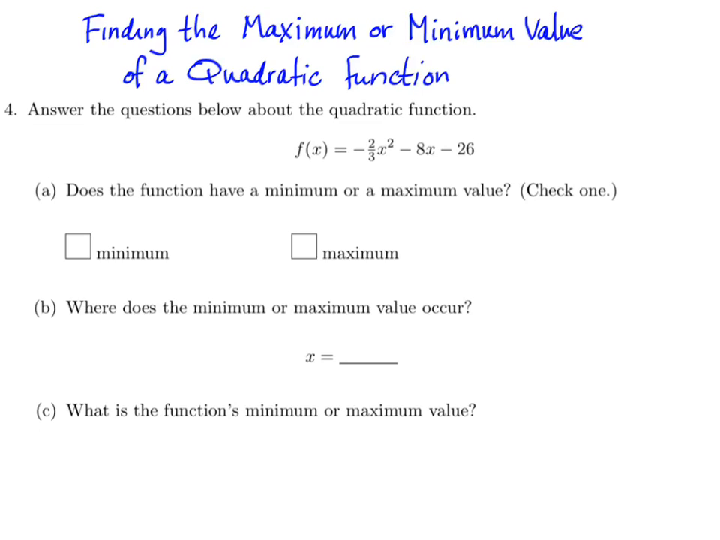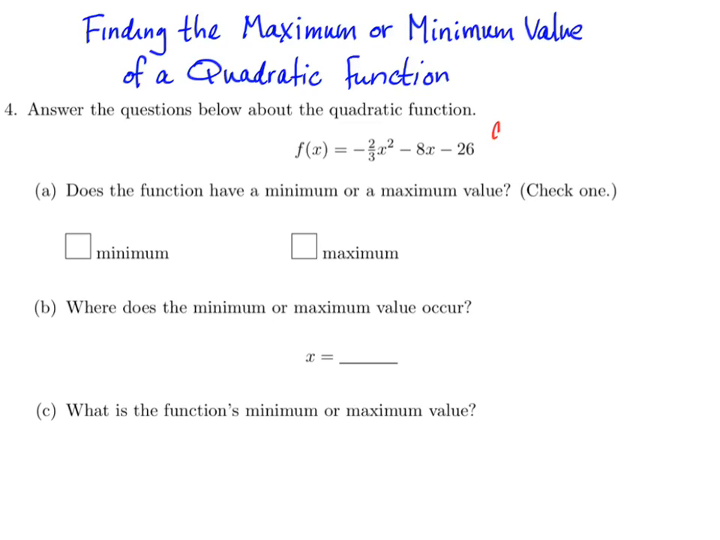Question 4 on the worksheet for lesson 20. So in this question, we're going to be talking about the quadratic function f of x equals negative 2/3 x squared minus 8x minus 26. So question 4 part A says, does this function have a minimum or a maximum value? So how can we figure that out?